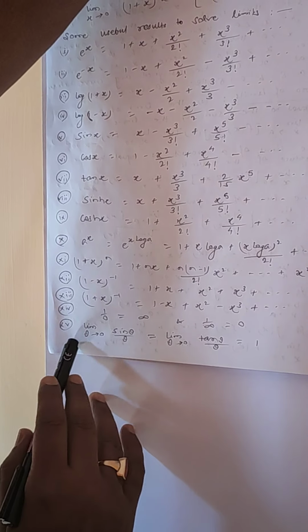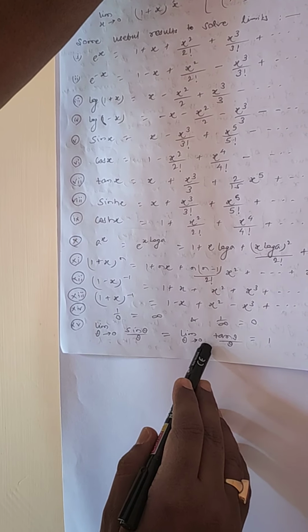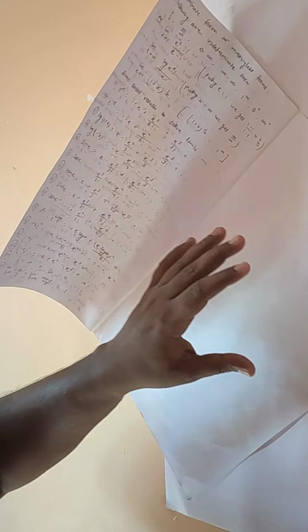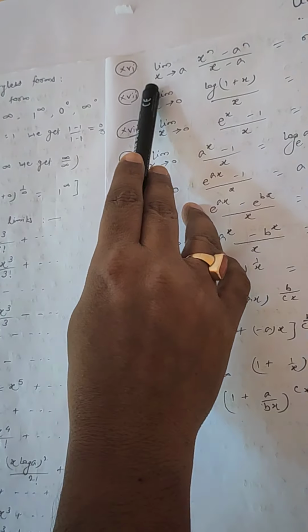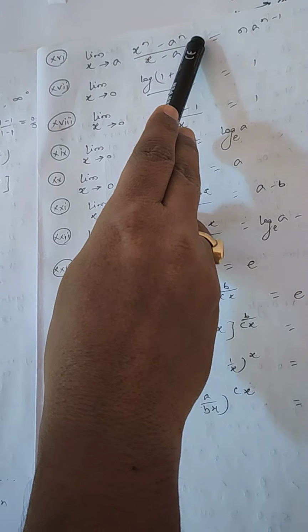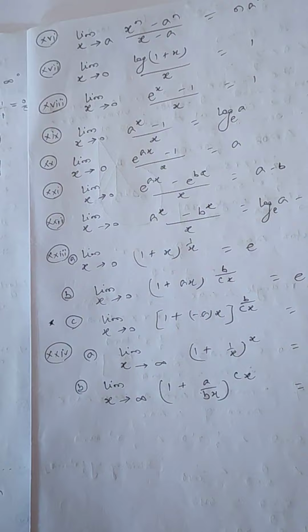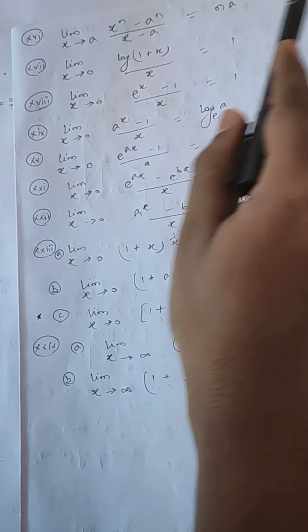Now some trigonometrical results: limit theta tends to 0 of sin theta by theta equals 1, and limit theta tends to 0 of tan theta by theta equals 1. Some other results we have to use. Limit x tends to a of (x^n - a^n)/(x - a) equals n a^(n-1). Here if we substitute x equal to a, this will be 0/0 form.